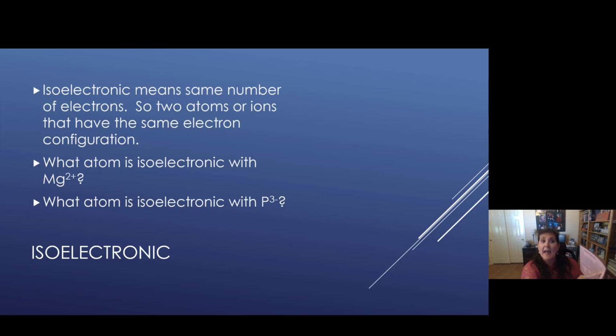Well, number 10, neon. Neon has 10 electrons. So neon and Mg plus 2 have the same electron configuration: 1s2, 2s2, 2p6. Again, we got that s2p6. Happy, happy, happy. What atom is isoelectronic with P3 minus?